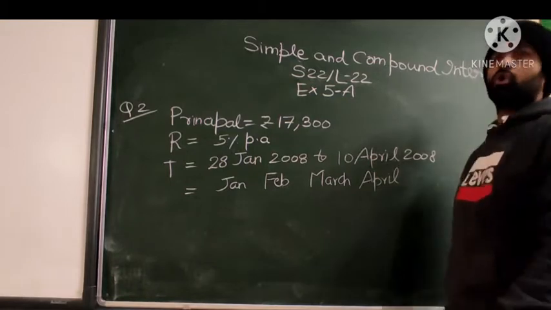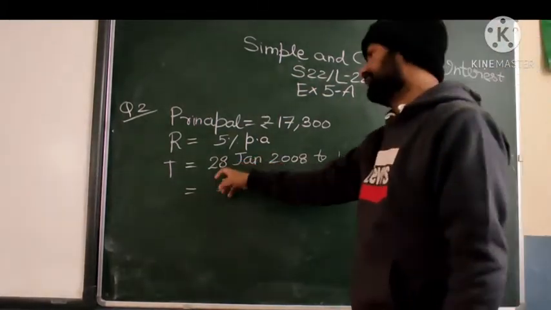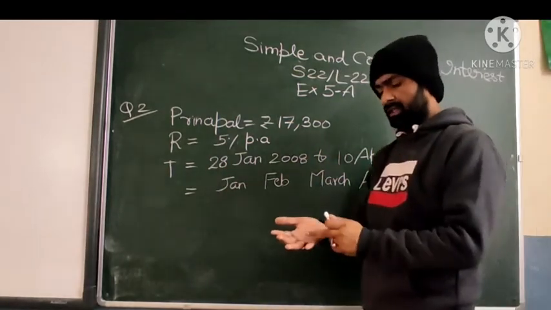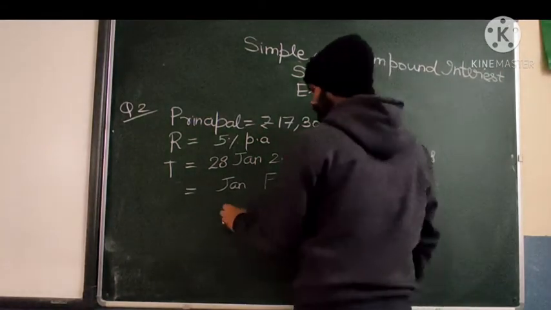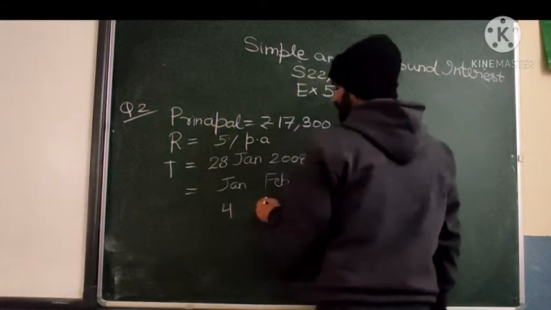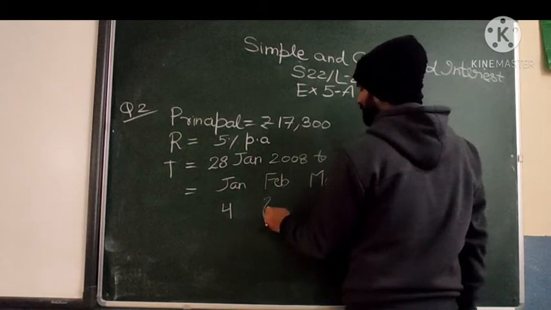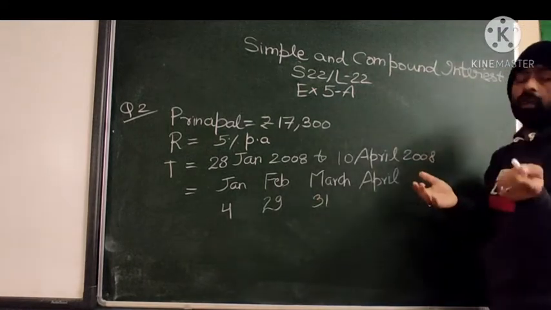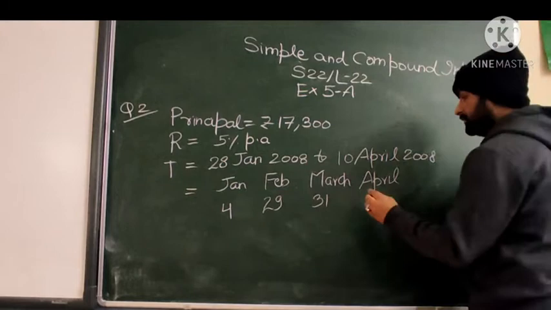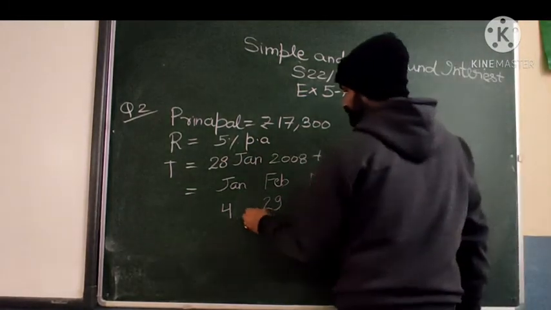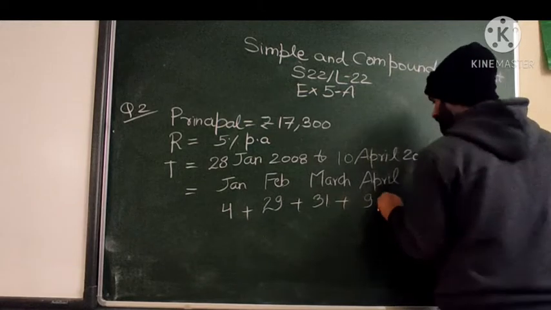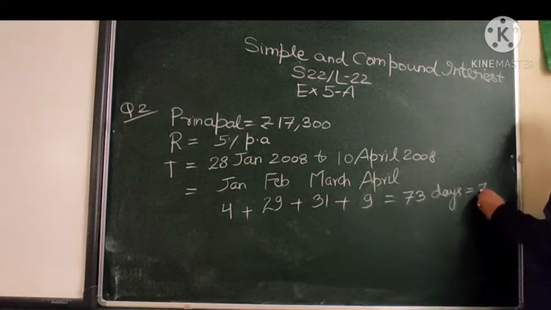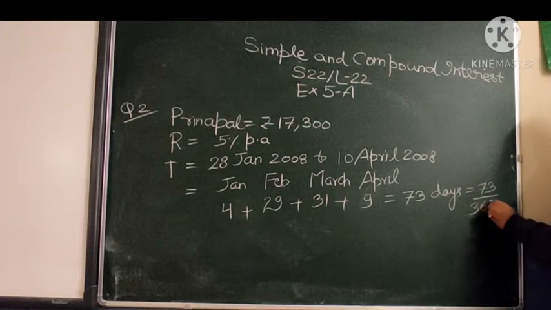A little bit you need to know about the number of days. Now, in this question, I am considering that I am to take the 28th. So 28, 29, 30 and 31: 4 days to go. That means 4. February is a leap year, so we will take 29 days. March will take 31 days. April from 1 to 10 there are 10 days, but we will not take the last day, so we will take only 9 days. So 4 plus 29 plus 31 plus 9 equal to 73 days, which is equal to 73 by 365 years.